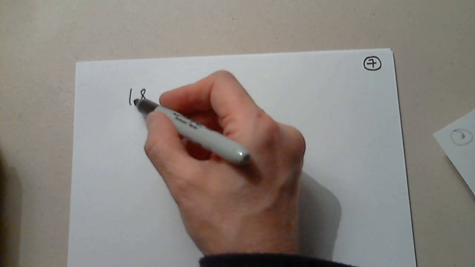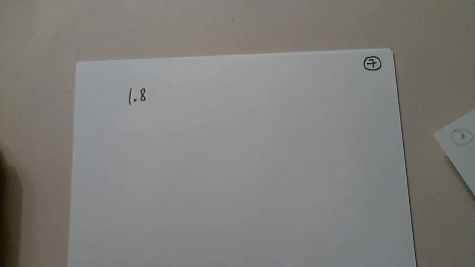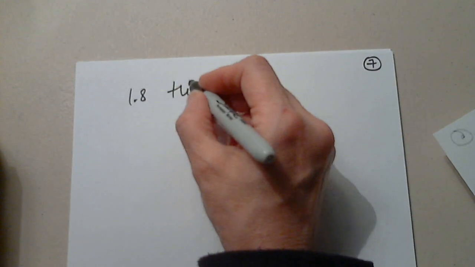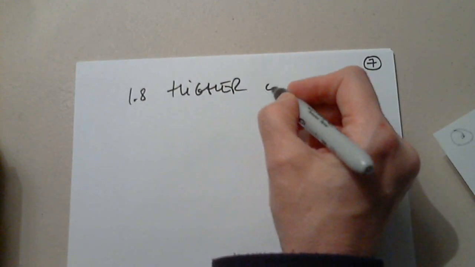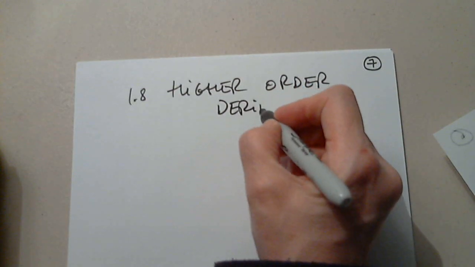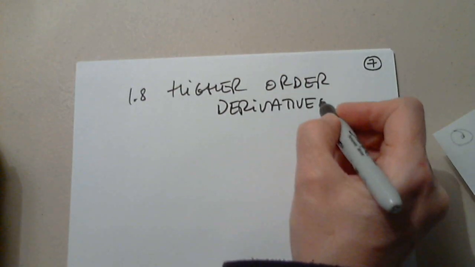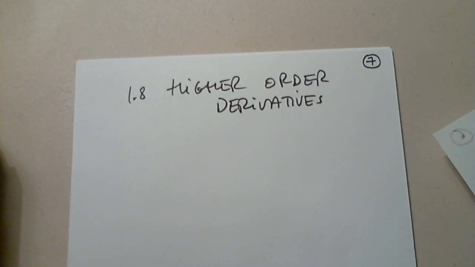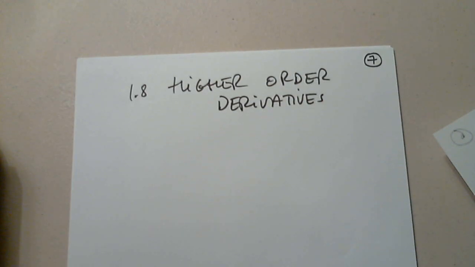It has a very impressive title, Higher Order Derivatives. Impressive, but nothing to it. We lost Allison, she's coming back.